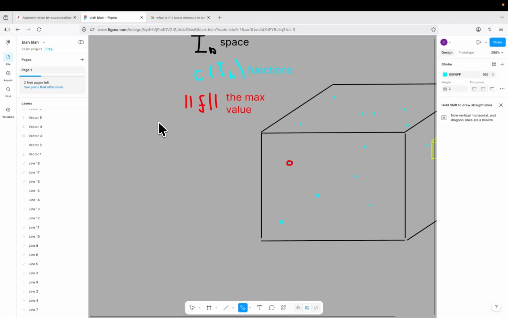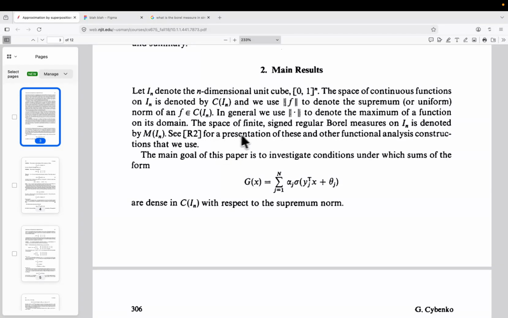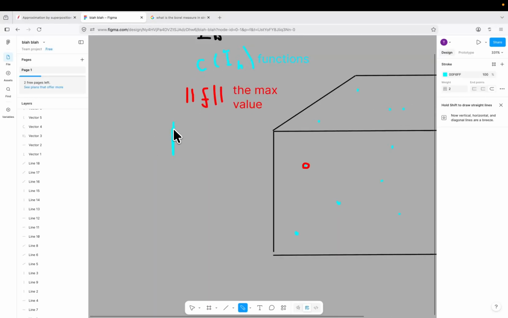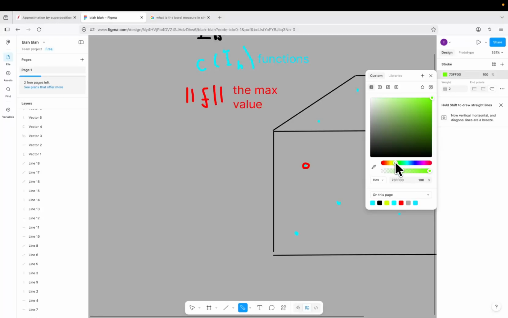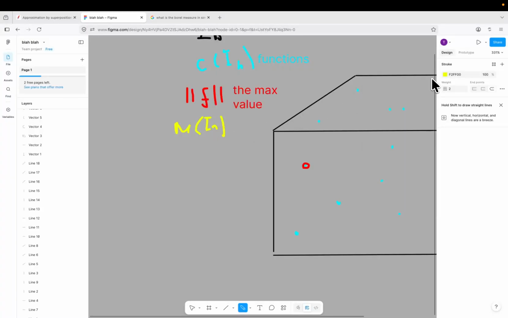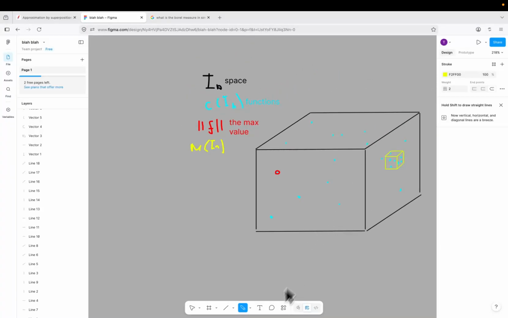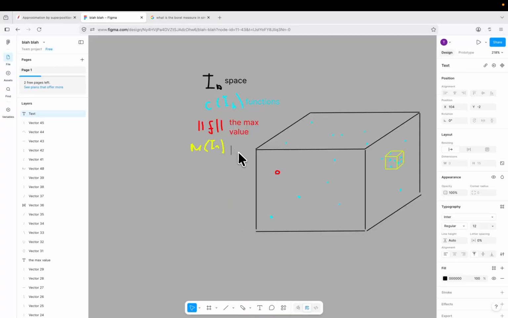So how is it actually denoted? C from Yn. Yeah, it's going to be yellow actually. It's so hard. Let's just denote it without some complicated words.